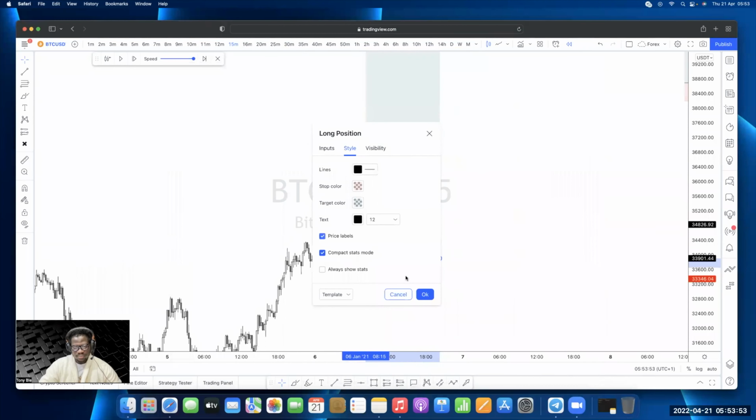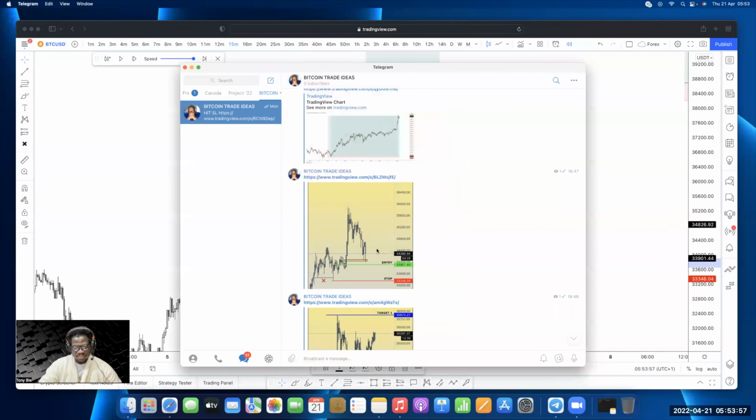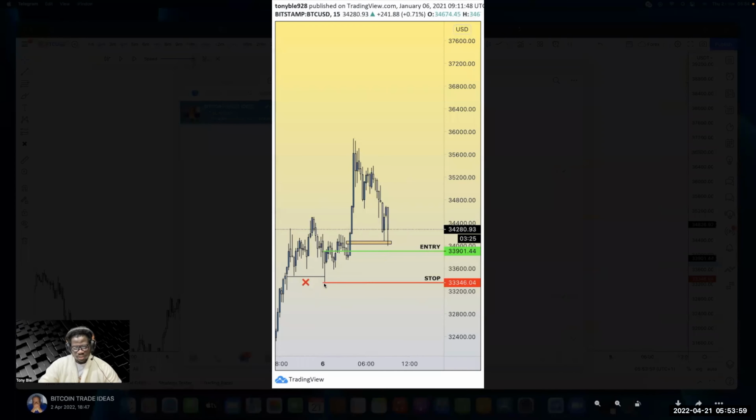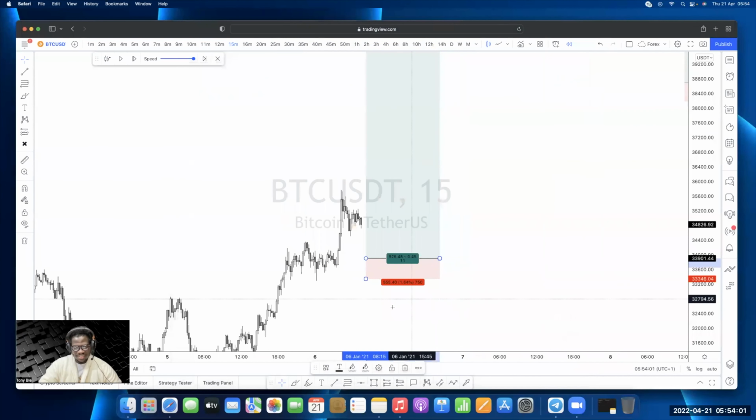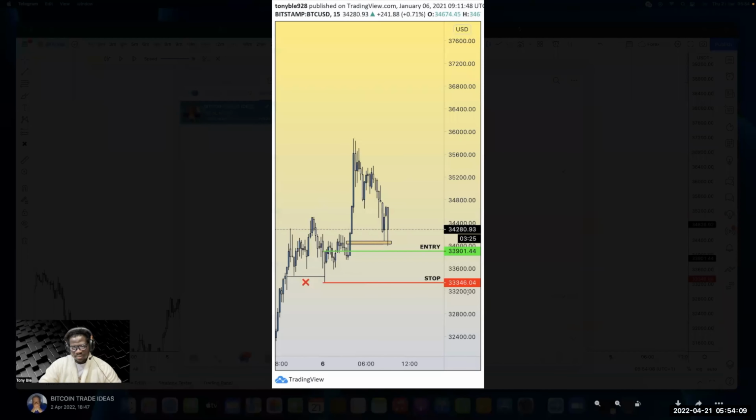33901. Okay, 0.44. Yes, I think that is it, right? Exactly. Now my stop loss is just at the down range. I did it right this time, exactly down there, at 33.3. This is 33346. Yes, same thing then at January 6.